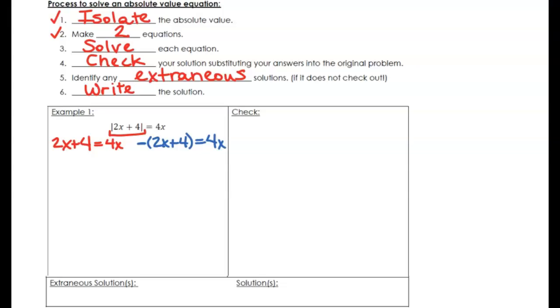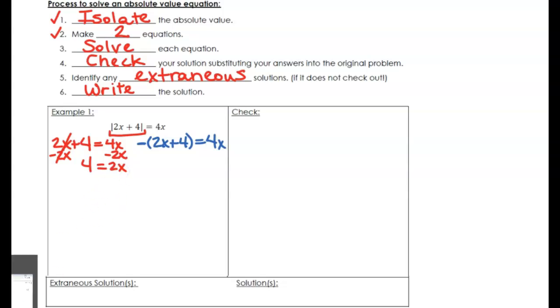Step 3, solve each equation. Remember, when you solve an equation, you want to get the variables on one side of the equation, and you want the constants, or just numbers, by themselves on the other side of the equation. So I notice there's an x on the left and an x on the right. I'm going to move this x to be over here using inverse operations, opposite operations. 2x minus 2x is 0, so it's gone. I still have the positive 4 on the left. And on the right side, if I combine my like terms, 4x minus 2x leaves me with 2x.